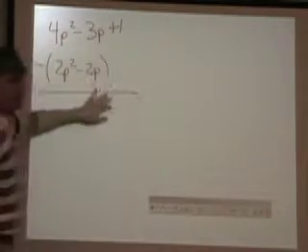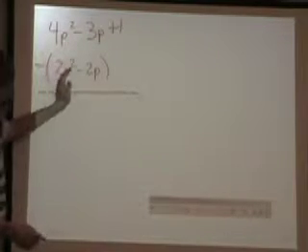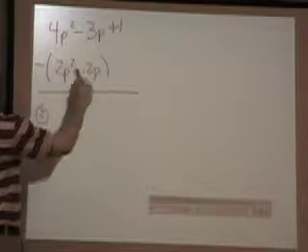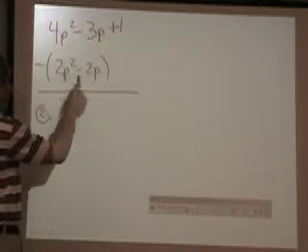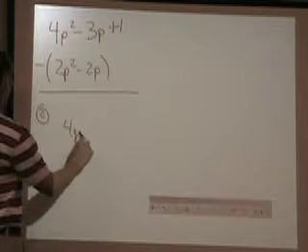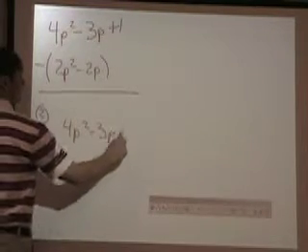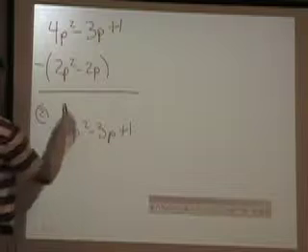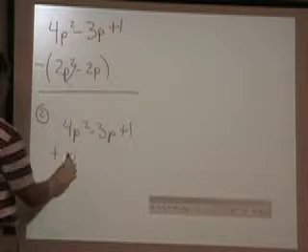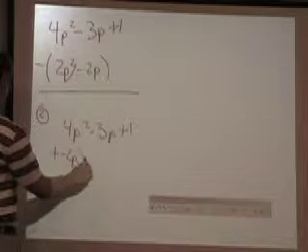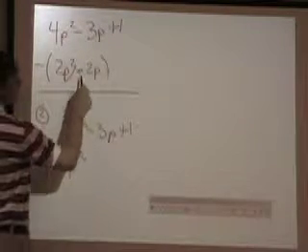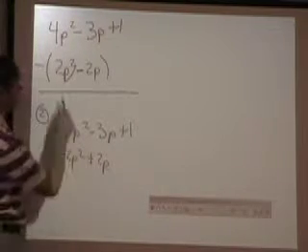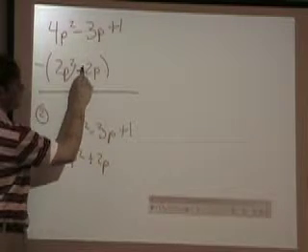Step 2 is to rewrite the problem, changing this to a plus and changing the sign of everything in the parentheses. So I've got 4p squared minus 3p plus 1. And instead of a minus here, I put a plus. And then I change this positive 2p squared to negative 2p squared. And then I change this minus sign to a plus, and then I write 2p. So I change this from positive to negative, and this from minus to plus.